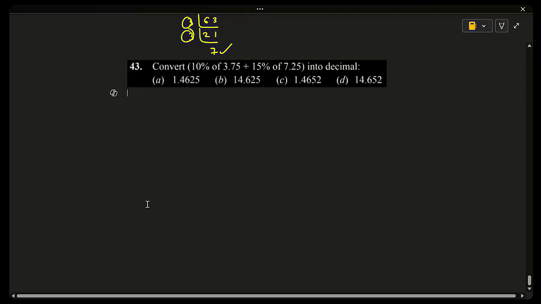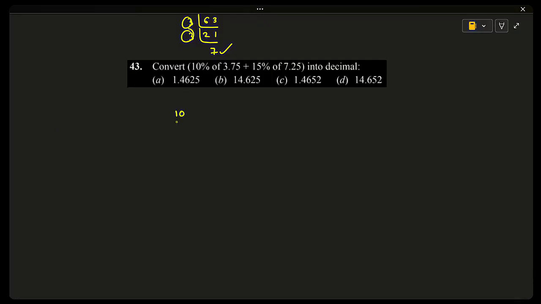43. Convert this into decimal. So the percentage if you remove will be 3.75 by 100 plus 15 by 100 into 7.25. 0, 0 cancel, and 3.75 divided by 10, so the decimal will move left by one place. It's going to be 0.375. And let us simplify this now.